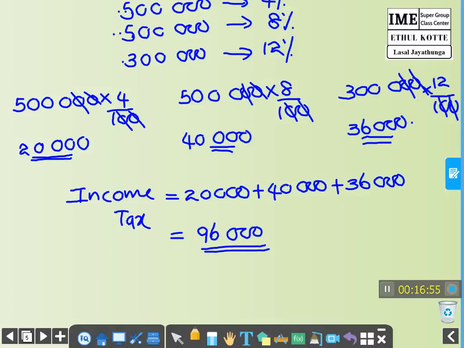So when there's a question to calculate income tax, first thing is categorize his income according to the given table. Maybe in the term test papers you will have a different table than this. This is the table given in your textbook, so that's why I use that. When you do exercises, you have to refer to that table to calculate income tax.